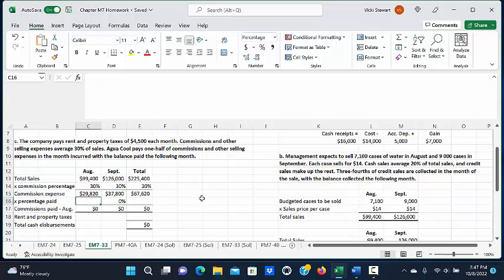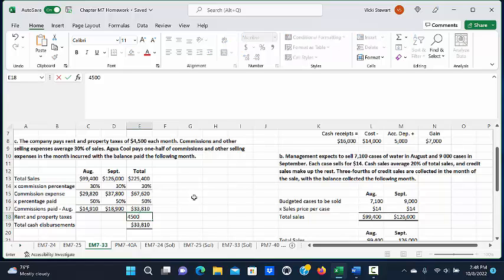Then the problem states that 50% of these are paid in the month incurred and the balance in the following month. So 50% of the August expenses would be paid in September, and 50% of the September expenses would also be paid in September. And so we can add those two together and get 50% of the total, and that gives us the total amount of the commissions and other expenses that would be paid in September of $33,810, and we would add to that the rent and property taxes of $4,500.